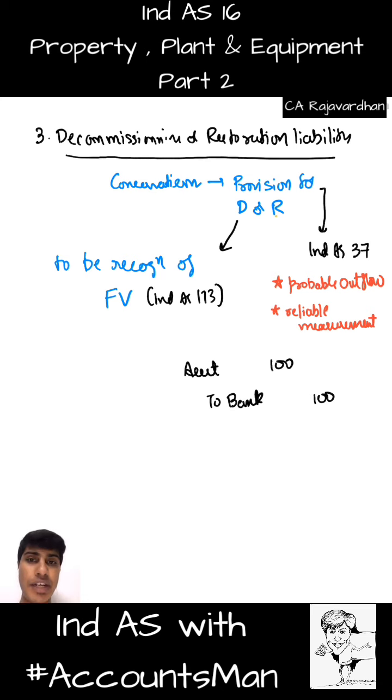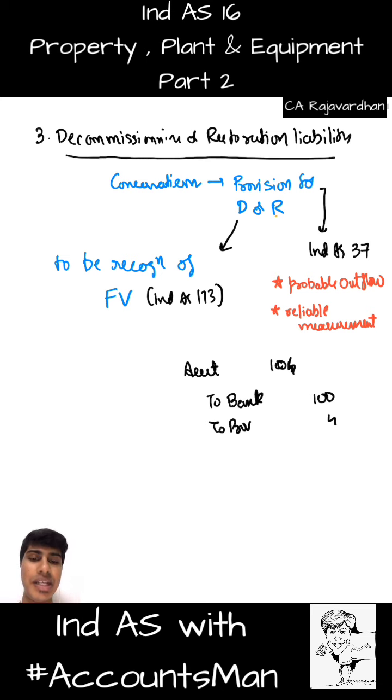I need to find the present value of the 10 rupees. So 10 rupees is to be incurred after some 3 years. So the present value of it at some discounted rate is 4 rupees. Let us assume the present value is 4. So that 4 rupees will become my provision, 4 rupees. And my value of the asset will not become 100 in that case. It will become 104. You get that? Asset will be recorded at 104, bank, and then 4.